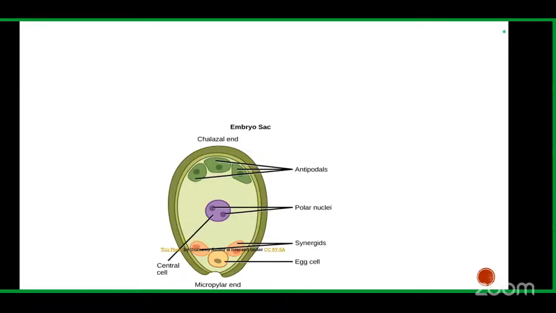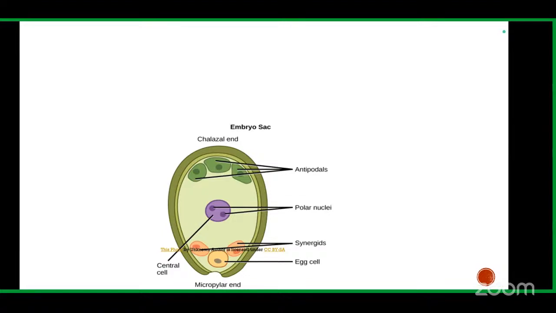You can see in the bottom position, the egg cell is there, and the egg cell is surrounded by the two synergids, two synergid cells. Then in between, there is the central cell with the polar nuclei, and above there will be the antipodals, at the chalazal end. So count the cells: 3 plus 3 equals 6, and in between there is 1, making 7. That's why it is called a 7-cell structure.